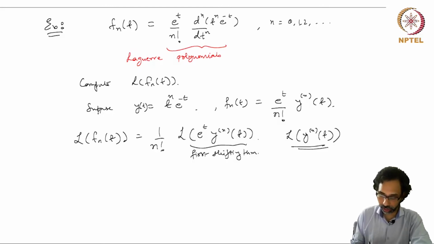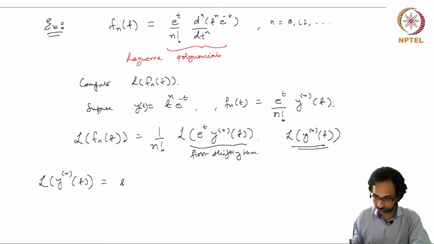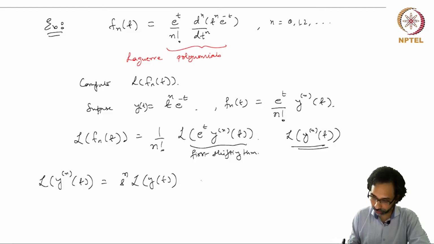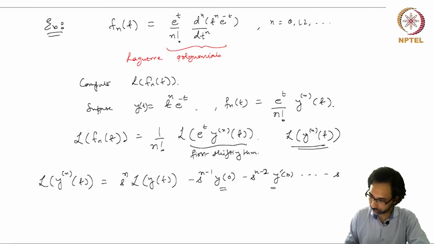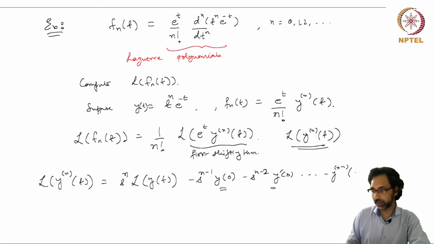For this we will use the higher derivative theorem. The Laplace transform of the nth derivative of y is s^n times the Laplace transform of y, and then you have these terms: s^(n-1) y(0) minus s^(n-2) y'(0), and so on. Note that these are all polynomials, so they are all continuous at 0, and the last term will be the (n-1)th derivative of y at 0.